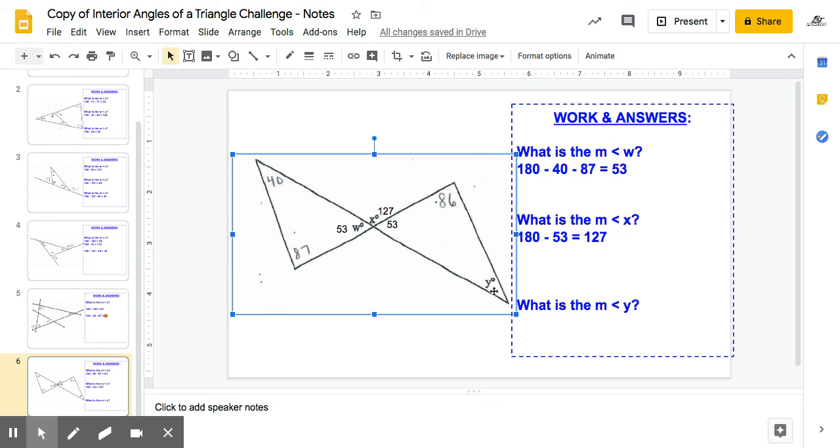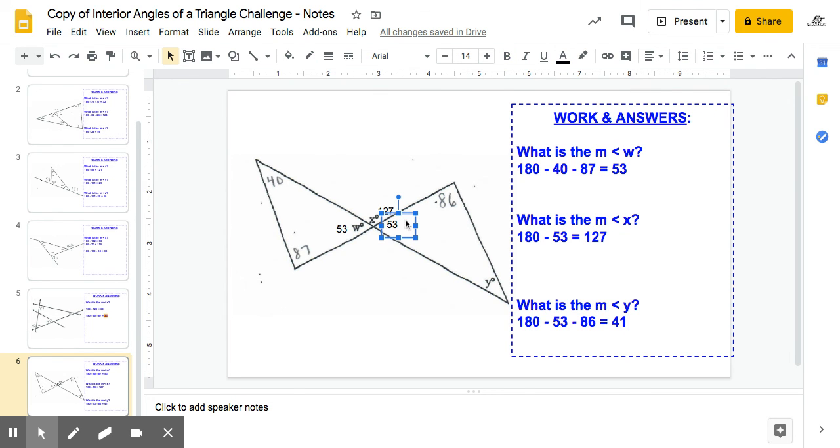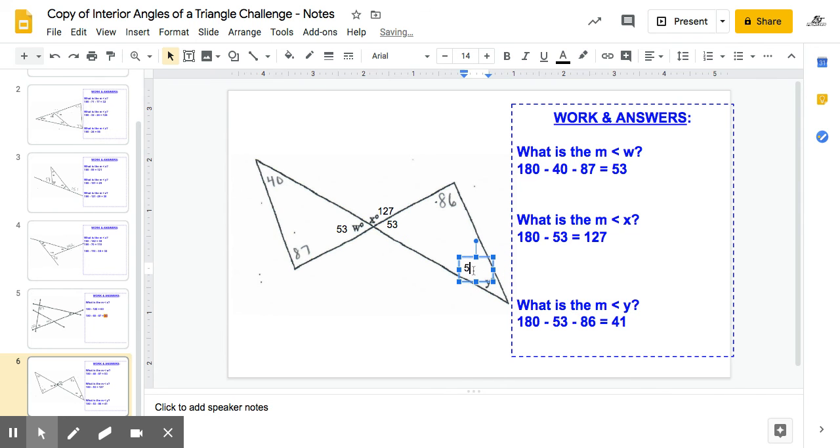So I can now find the measure of angle Y because I know that these 3 angles have to add up to be 180, and I'm only missing one of them, so I can simply subtract 180 minus 53 minus 86. Oops. And when we do that, we get 41. So I now know that the measure of angle Y has to equal 41 degrees.